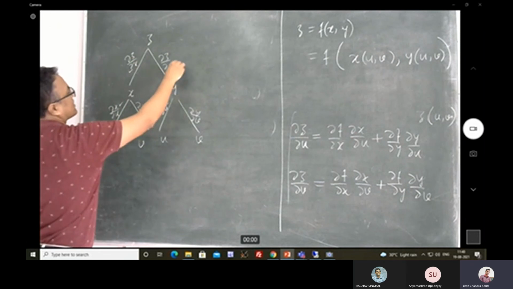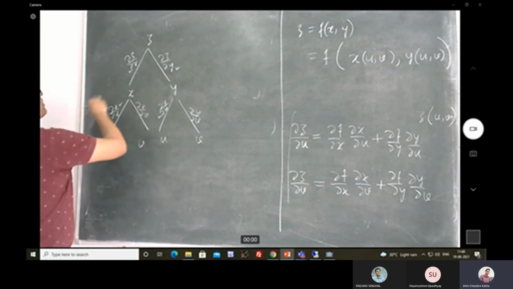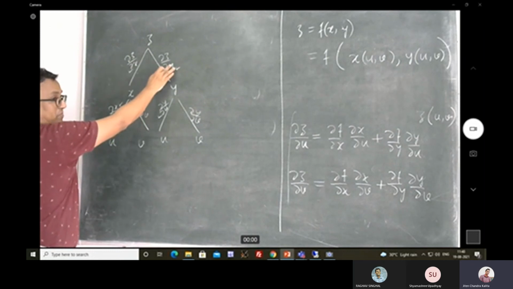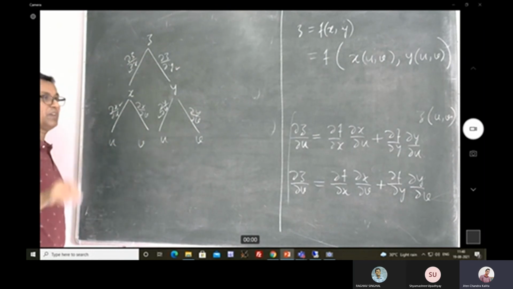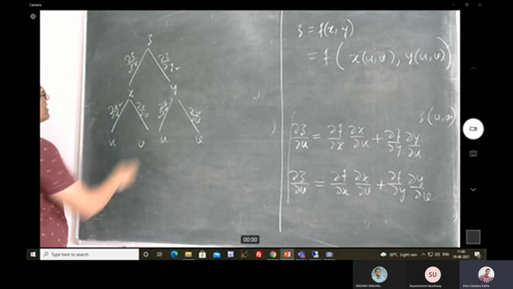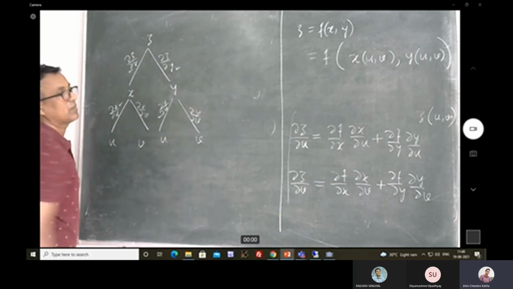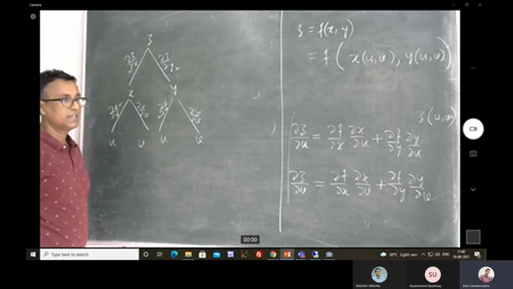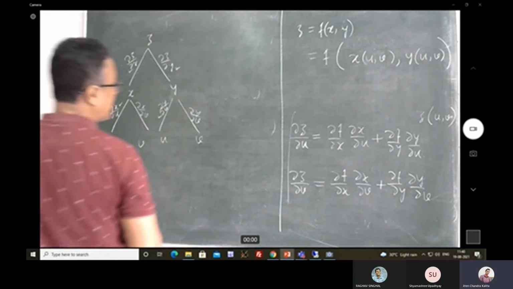This, and this, isn't it? Obviously, you have to use them in both cases when you are trying to find the derivative, either with respect to x or with respect to u or with respect to v, right? So if you remember this tree, you can easily remember this formula. Okay, fine. So now let us come to the general case.